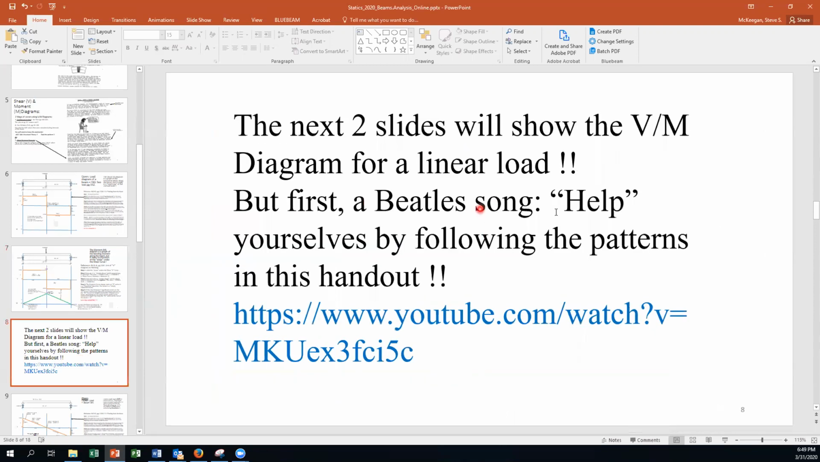So hopefully you all, you ever heard of the Beatles? Hopefully you all know the movie Help. Actually, it's a movie and a song. I believe the movie came out in 1965, and I went to see it in the movie theater. I do remember that. A little bit of history there.